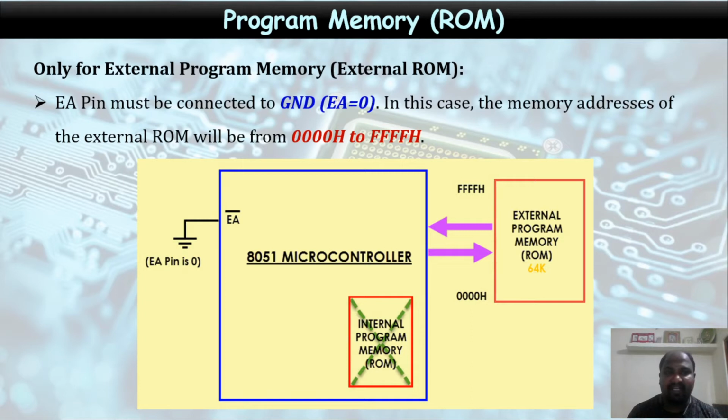So when only external program memory is used, then this EA pin is connected to ground, that is EA equal to 0. So in this case, the memory address of the external ROM will be from 40H to 4FH. So here the microcontroller will be connected to the external ROM only. There will be no internal ROM present.